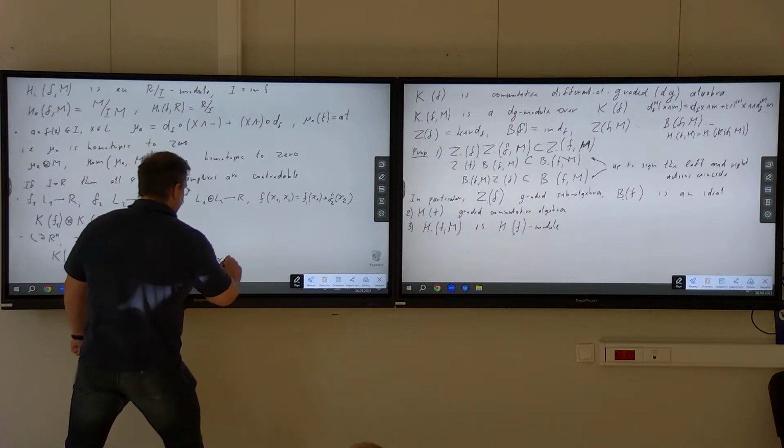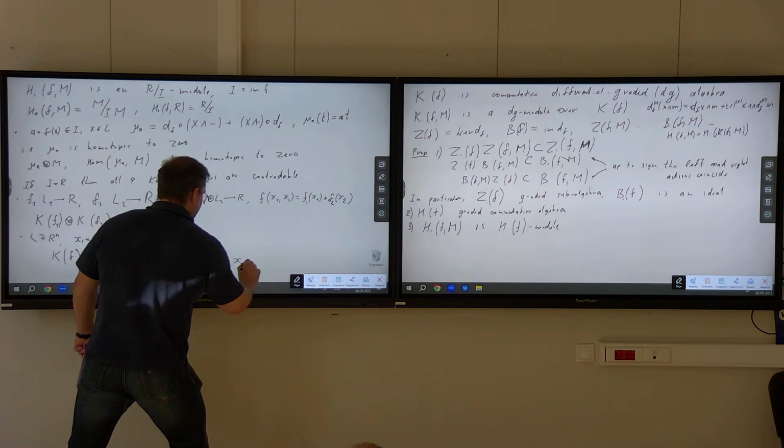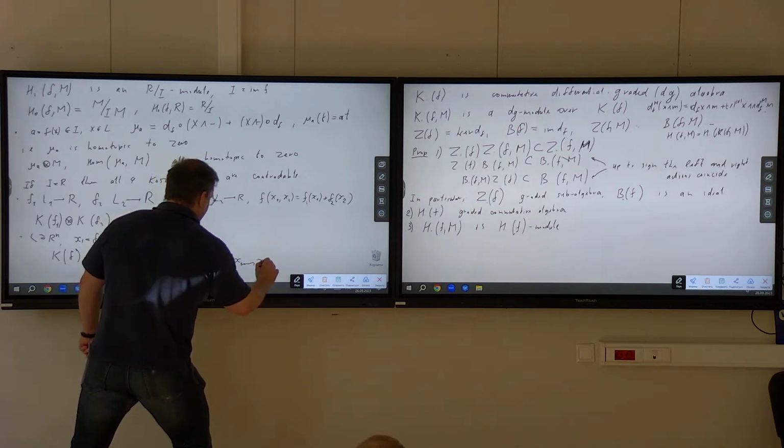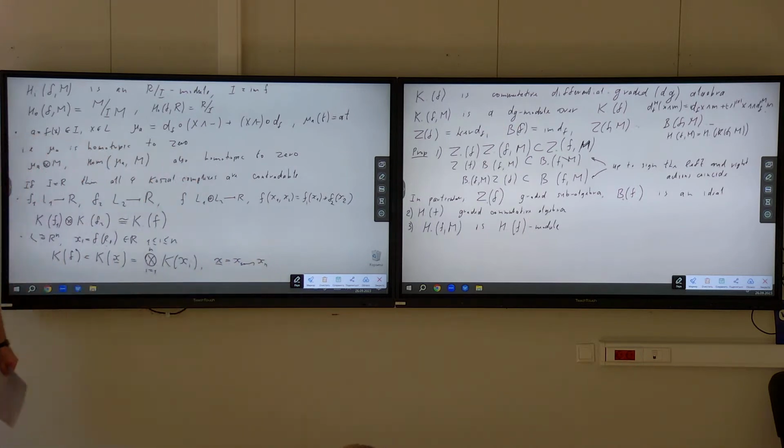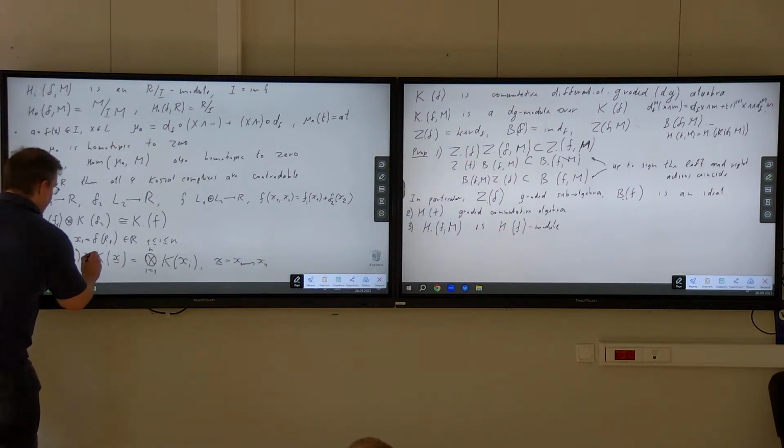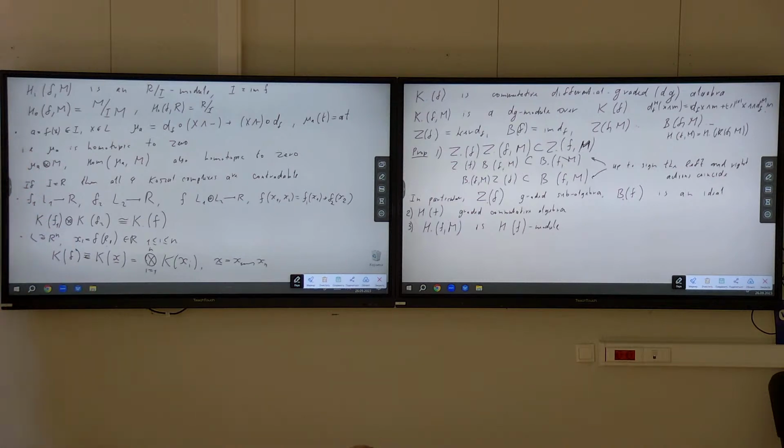X underlined is just a list, a sequence of the elements x1 up to xn. So this is exactly the same thing for free modules.